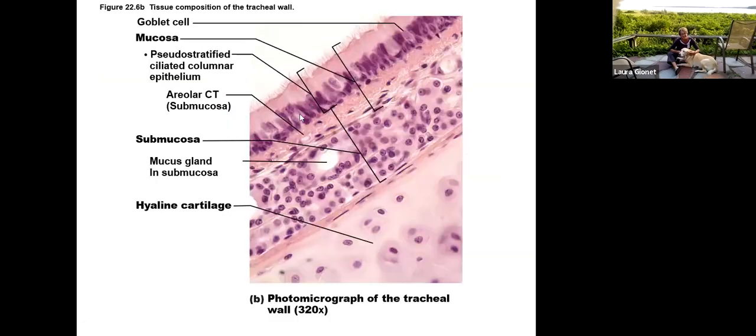And here we're looking at a slide. It shows you the mucosa, submucosa, and hyaline cartilage layers. The serosa, the adventitia, would be to the lower right-hand side if we could have had room for it all. But now you can see the tissue and then the functions of the tissues in each layer.